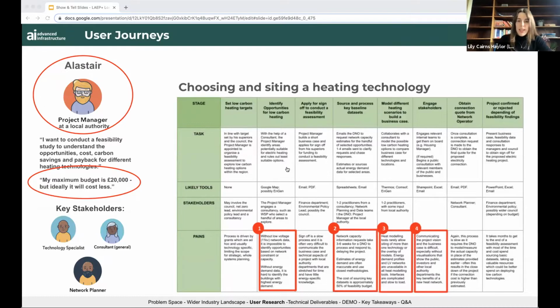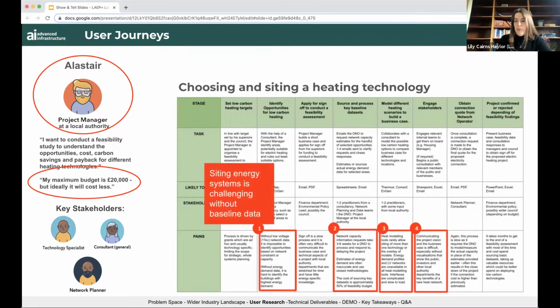So there's a lot of different stages and tasks that go on, but here I'm just going to focus in on the challenges, and we can see one emerge straight away at the beginning. Identifying what technologies are suitable where is hard without the baseline data that highlights opportunities. So in this case, Alistair almost immediately had to engage the help of an expensive consultant, but the consultant themselves could only explore a handful of selected regions as they have limited access to data for zoning and optioneering themselves.